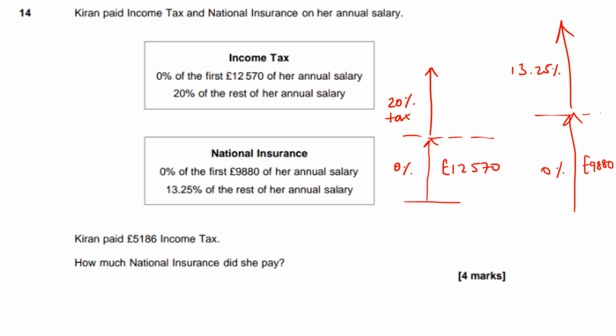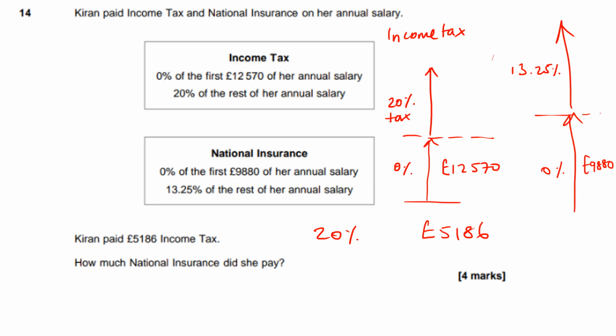So Kieran paid £5,186 income tax. So that's how much they paid. You pay 20% income tax. How much national insurance did you pay? Okay. If they paid £5,186 into income tax, that means 20% tax is going to be 5,186.